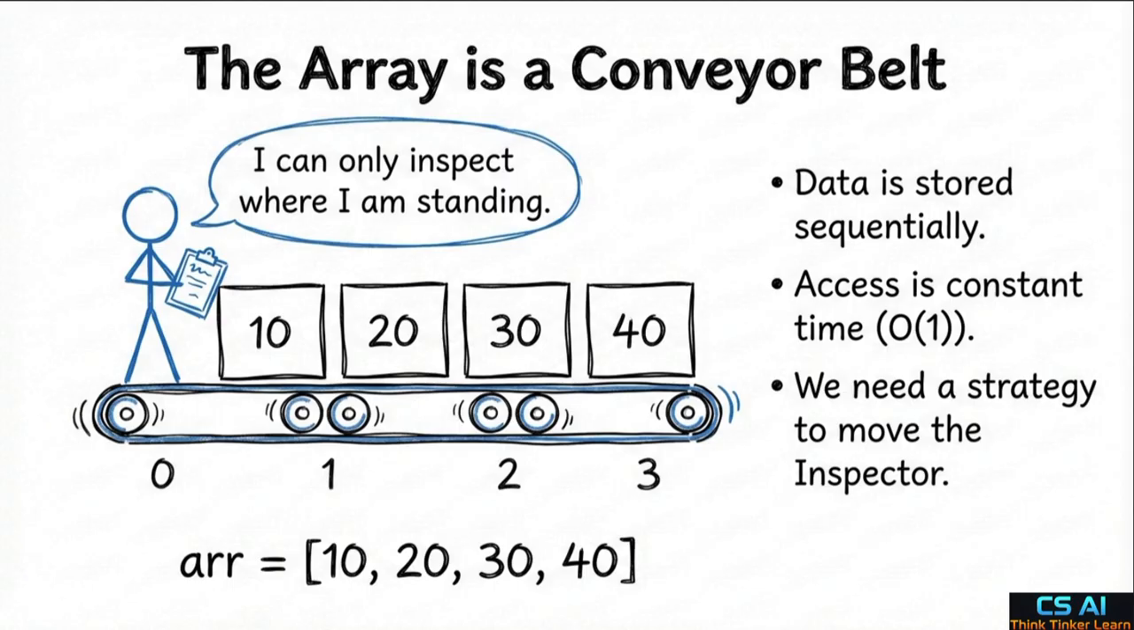But here's the catch. As your inspector, I can only inspect where I'm standing. You can't see the whole belt at once. You are at a single position. This means we need a strategy to move the inspector along the belt to process all the items. This strategy is called traversal, and how we choose to do it can make or break our algorithm's efficiency.